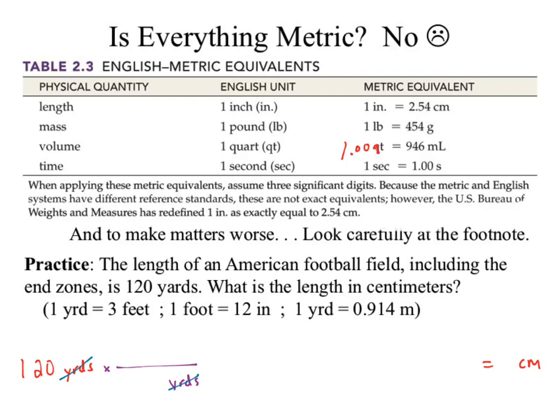Okay? So yards, canceled. I need to convert the yards into something. Okay? So I'm hearing a suggestion to go to meters. So let's go ahead and do it. Okay? I have that conversion right here. Okay? I know 1 yard is equal to 0.914 meters. Where does the 1 show up?